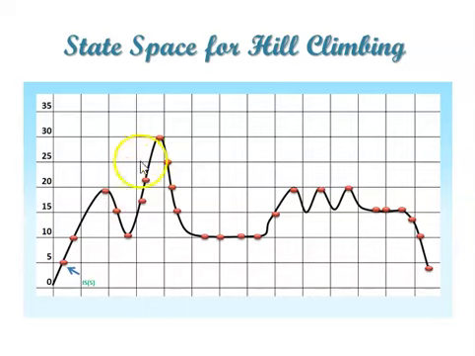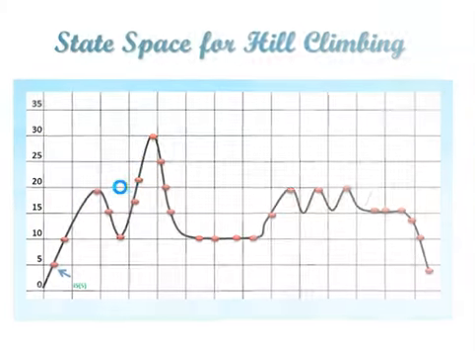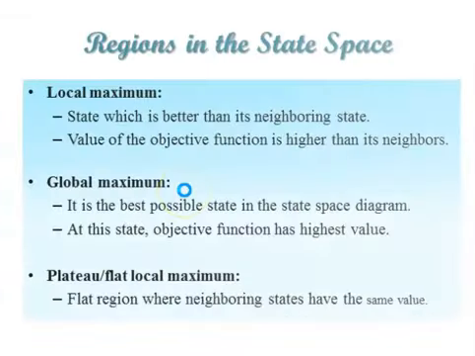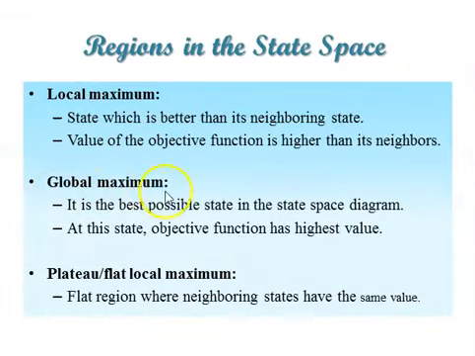If it is not the global maximum, global is the maximum height in a hill, if it is not the global maximum, we treat it as local maximum, right? So I have already told what a global maximum is.